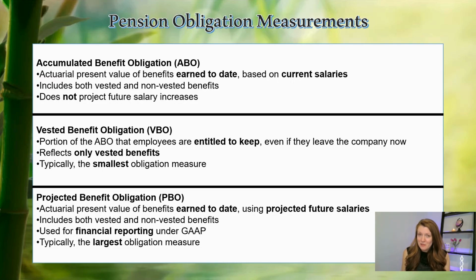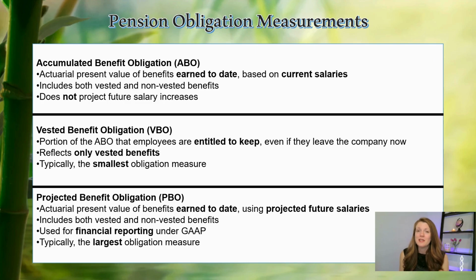Then we have the VBO, the vested benefit obligation. This is the portion of the accumulated benefit obligation that they are entitled to keep. So this is only the vested amount. The accumulated benefit obligation included non-vested and vested, but the vested benefit obligation only includes the part that the employee is already entitled to keep based on how long they've been there. So that's going to be the smallest obligation calculation.